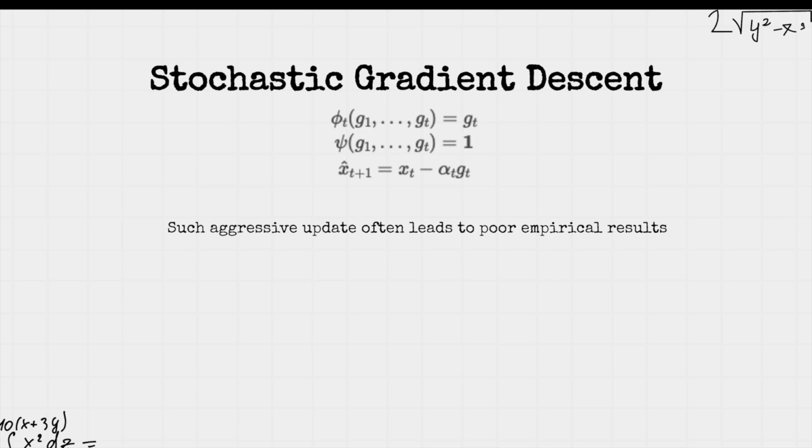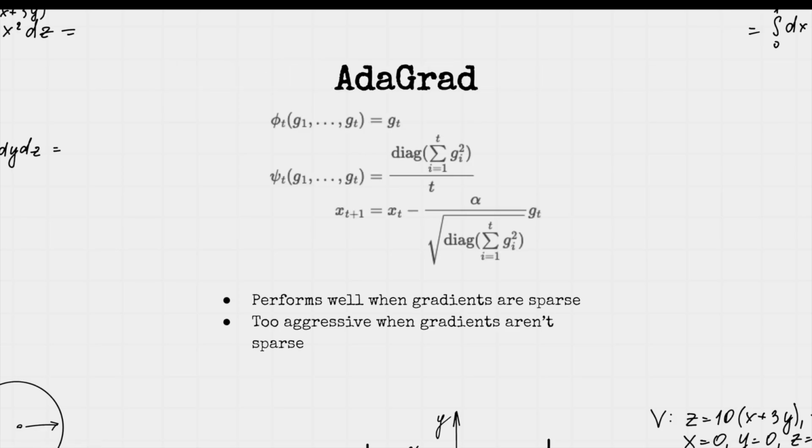Stochastic gradient descent is a special case of the optimization framework. In SGD, phi_t is just the previous step gradient, and psi_t is 1, which means the gradient is not weighted at all. And therefore, x_{t+1} is basically x_t minus the gradient direction with the step size alpha_t. Such aggressive updates often lead to poor empirical results, and therefore the first weighting method was proposed, AdaGrad.